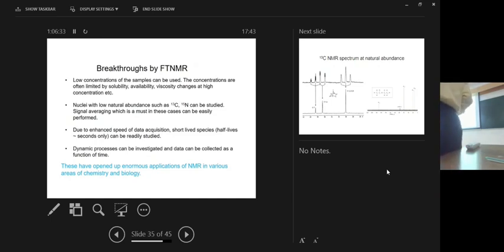Therefore, signal averaging was easy to do, and then, due to enhanced speed of data acquisition, short-lived species, with half-life of seconds only, can readily be studied. Okay, can you do this by any other technique? Short-lived species, which have a lifetime of only a few seconds or a few minutes, we cannot study mainly. So dynamic processes can be investigated and data can be collected as a function of time. Okay. These have opened up enormous applications of NMR in various areas of chemistry and biology.